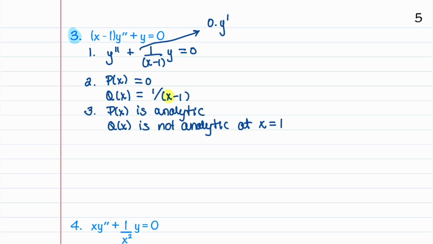In step 4, we need to classify our points. Since q of x is not analytic at x is equal to 1, we say that x is equal to 1 is a singular point. And then let's also say that x not equal to 1 are ordinary points.